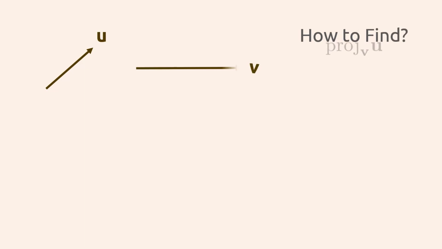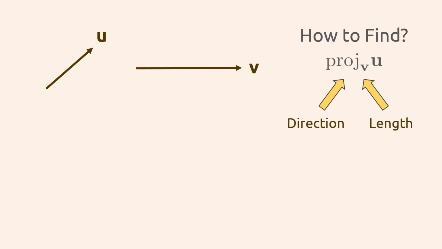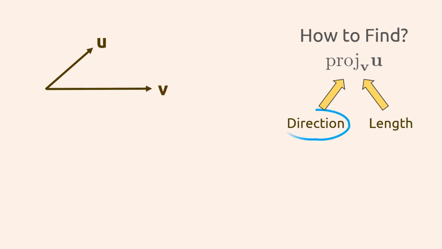Take a vector u in R3. We try to find the projection of u onto v. So, we need two things, direction and length. Getting the direction is easy. The projection has the same direction as v. So the unit vector v divided by the magnitude of v gives the direction.